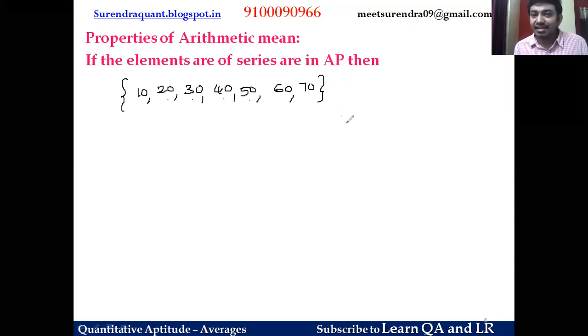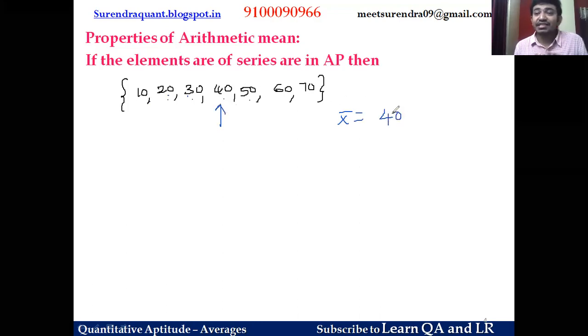In such cases, average equals the middle term, or first term plus last term by 2. Here, what is the middle term? How many terms are here? 1, 2, 3, 4, 5, 6, 7 terms are there. So the middle term is 40. So simply the average is 40.